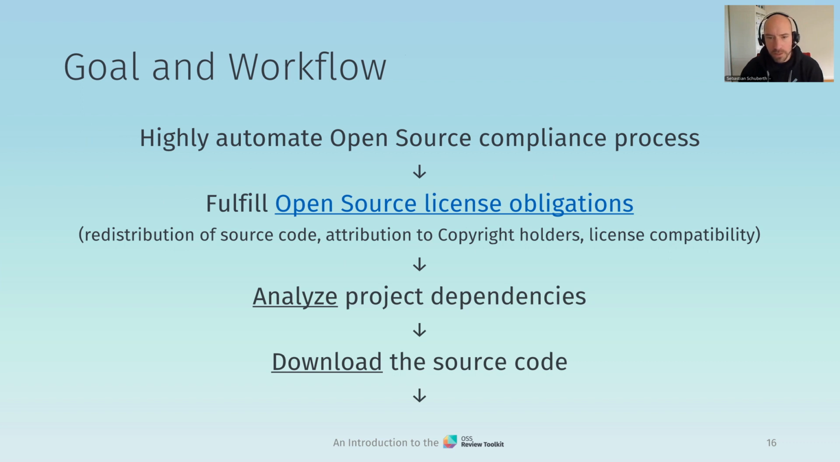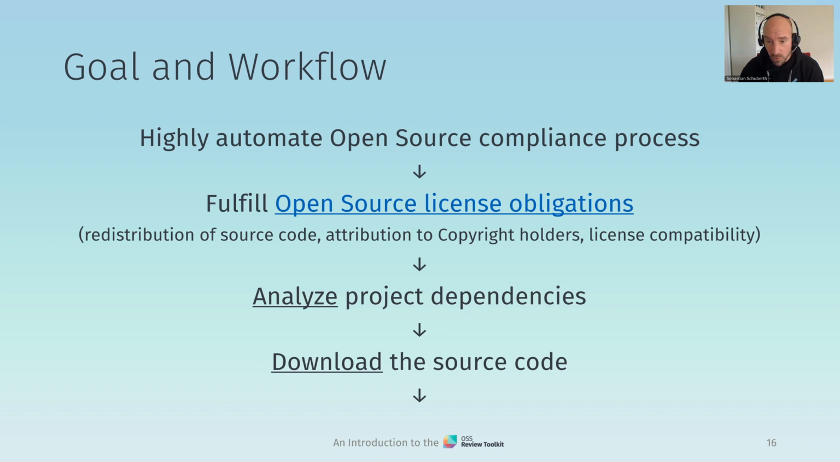So what's the goal then? Our goal is to highly automate open source compliance checks. We will never be able to fully automate these checks. At some point, we will always run into problems where a human being needs to interact. That's why I'm saying highly automate open source compliance checks, which in the end boils down to the need to fulfill open source license obligations, like do we need to redistribute the source code, create attributions to the copyright holders, and check license compatibility in general.